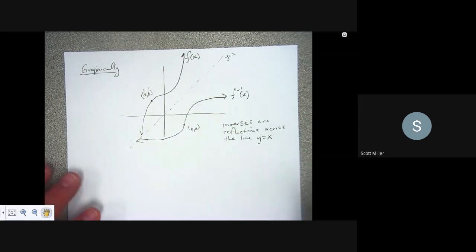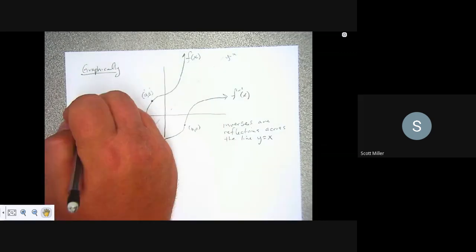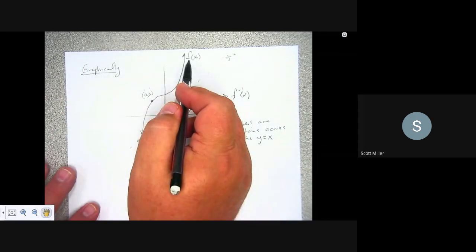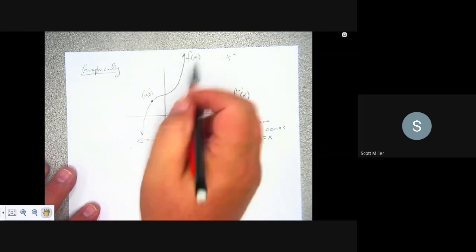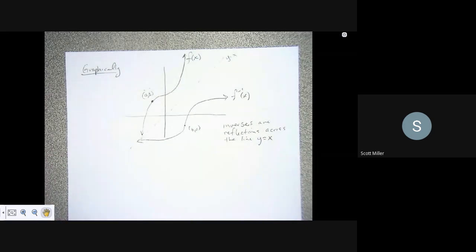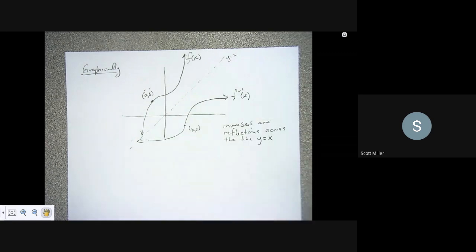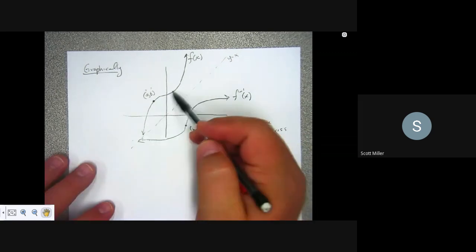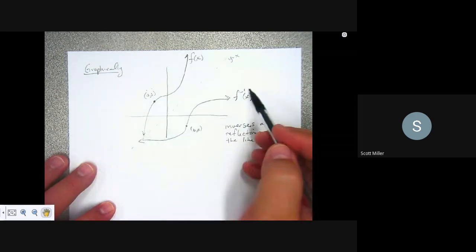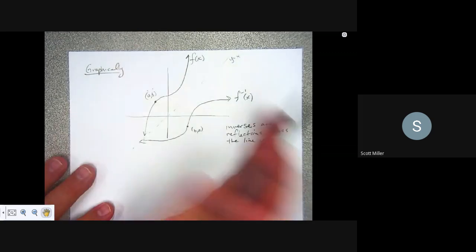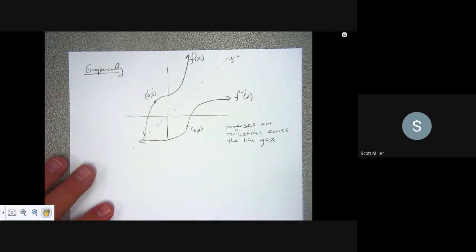So what I can do is if I can make a table for f and graph f, then I can switch the x and the y roles, and then I will have a table for the inverse function. And I can graph that one. Even if I can't find the equation, I can still draw a picture of it because I know that this graph and this graph are reflections across the line y equals x.